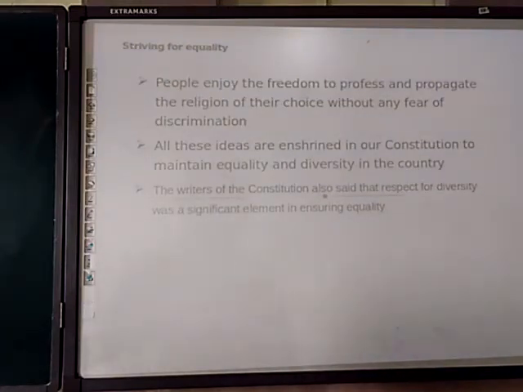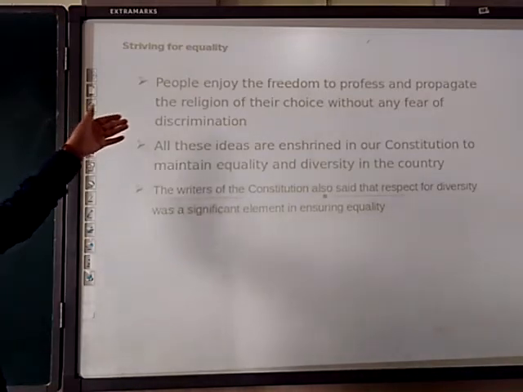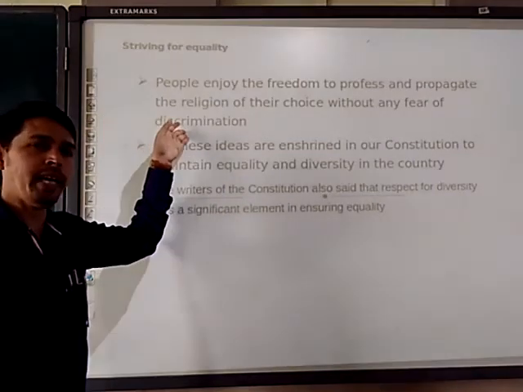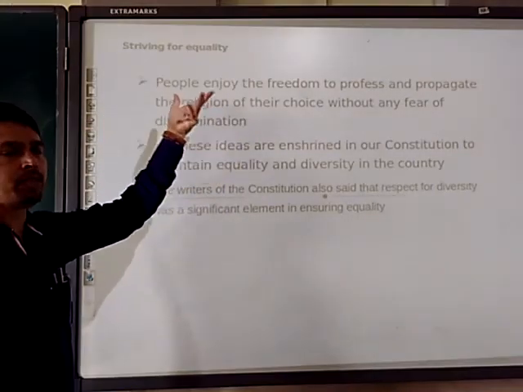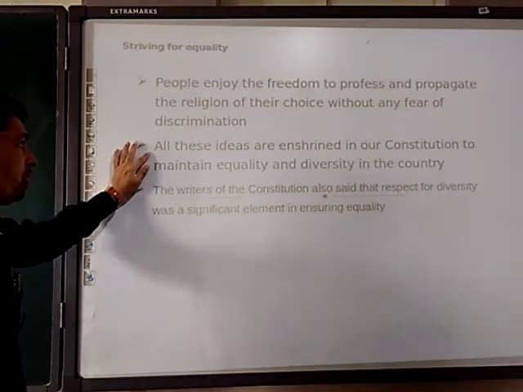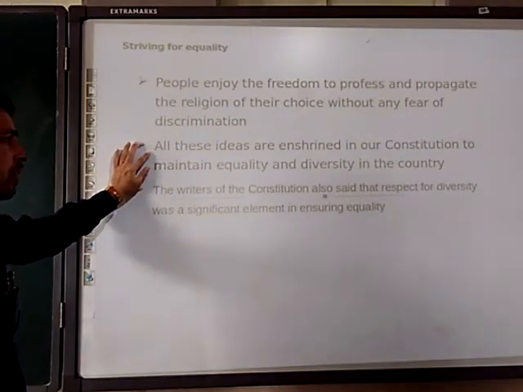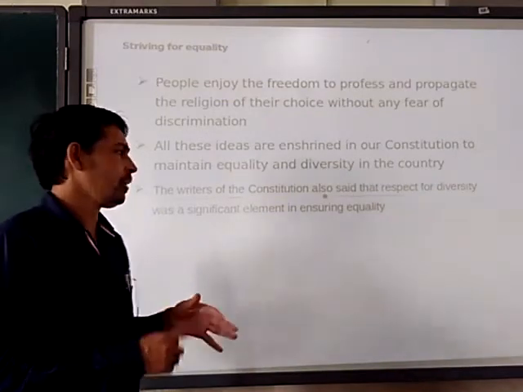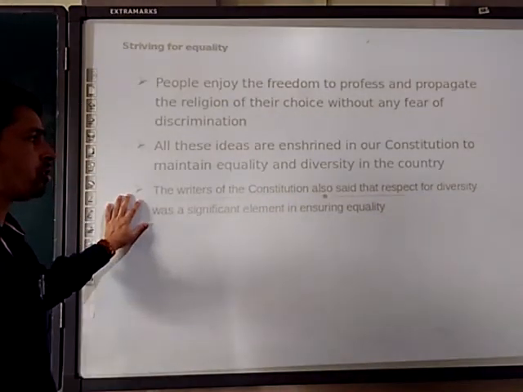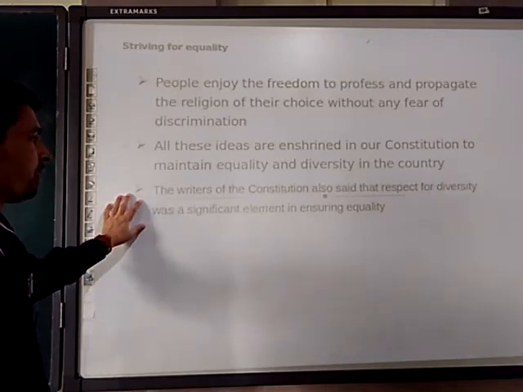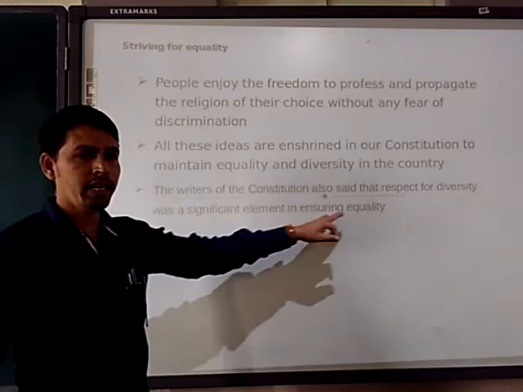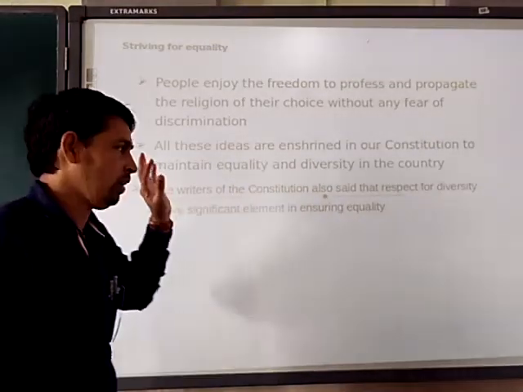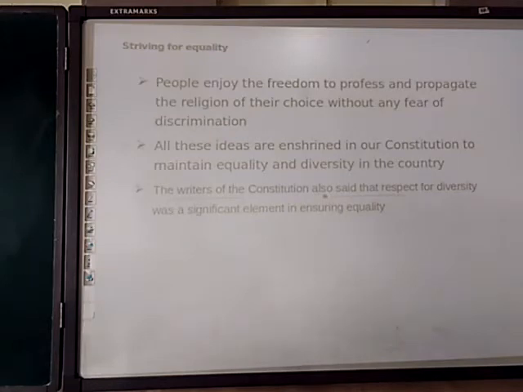People enjoy the freedom to profess and propagate the religion of their choice without any fear of discrimination. They can choose any religion and practice it without any fear of discrimination. All these ideas are enshrined in our Constitution to maintain equality and diversity in the country, as I was reading about fraternity, equality, liberty and so on. The writers of the Constitution also said that respect for diversity was a significant element in ensuring equality. All the people should be equal. For that it has been made.